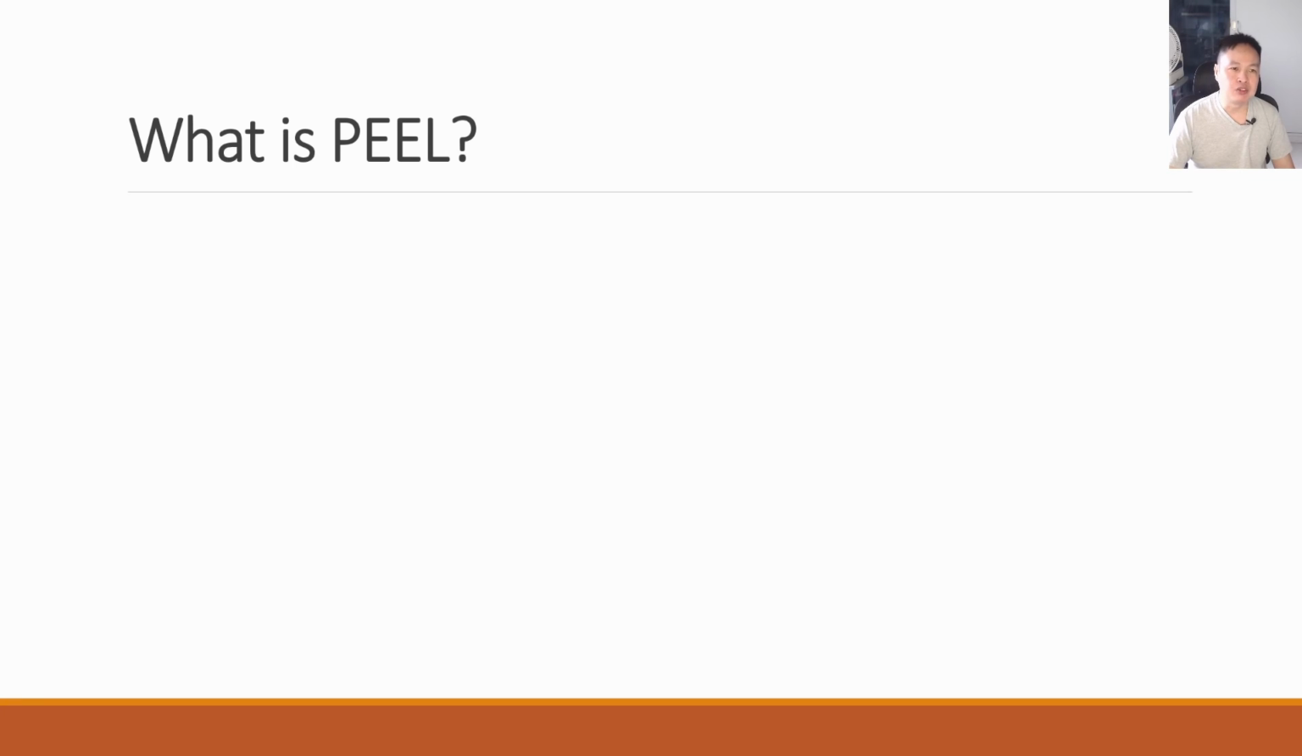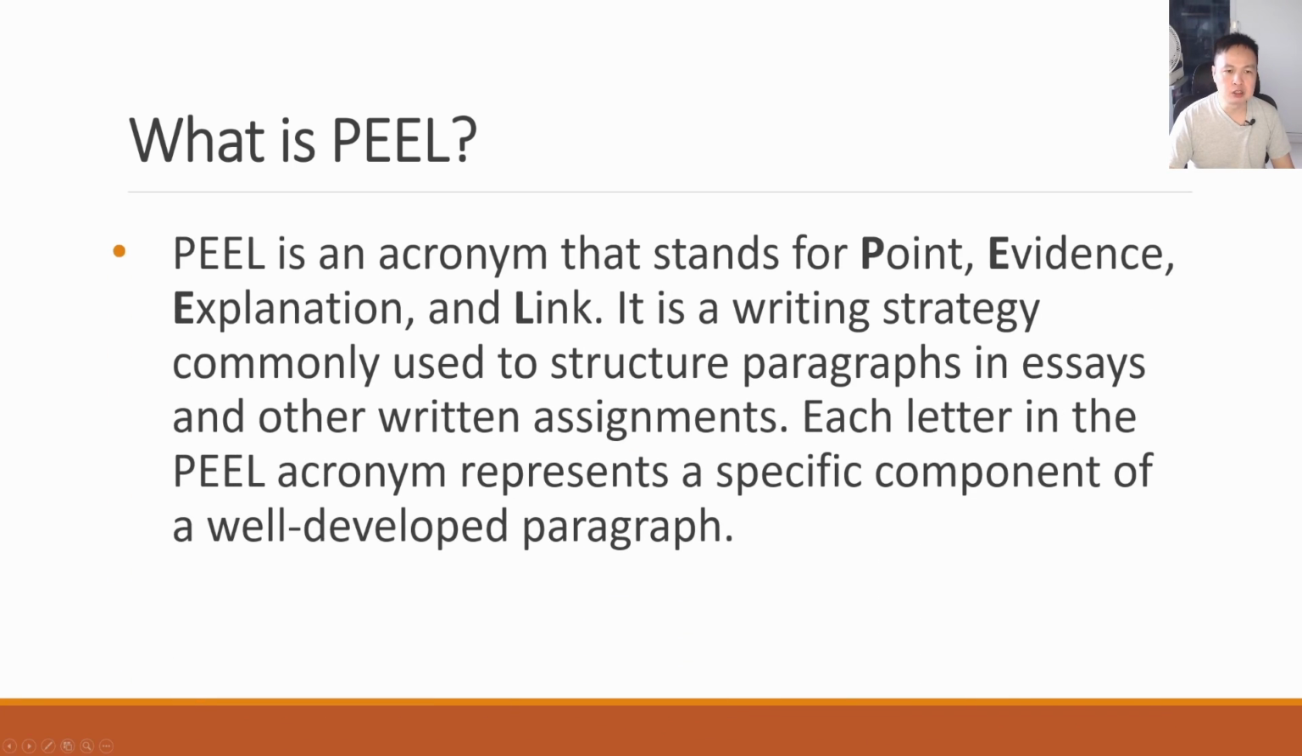So let's start with a quick explanation to learn what PEEL is all about, alright? So PEEL is simply an acronym that stands for point, evidence, explanation, and link. Well, it is a writing strategy that's commonly used to structure the paragraphs in essays, especially discursive essays, and other written assignments. So each letter in the PEEL acronym represents a specific component of a well-developed paragraph. Okay, so let's get started to look at some examples.